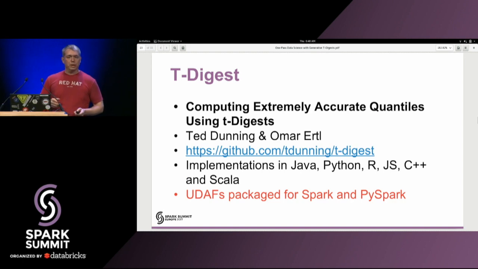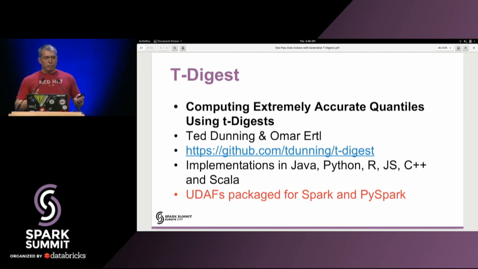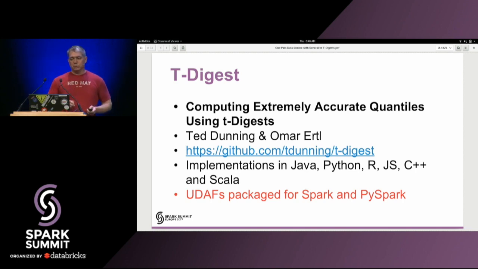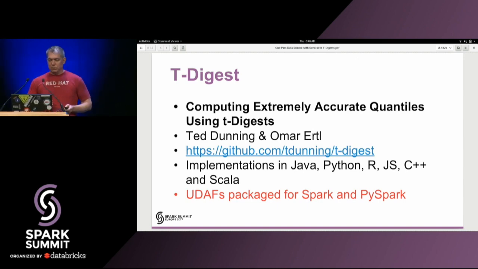So I'm going to put a pin in that for a minute and talk a little bit about t-digests. T-digests are a sketching data structure introduced in this paper here, written by Ted Dunning and Omar Ertl, and there's a link to that paper there. There are several implementations of this. There are implementations in Java, Python, R, JavaScript, C++. I created a Scala implementation not too long ago. I also have, since my last talk, produced user-defined aggregator functions for this in Spark and PySpark.